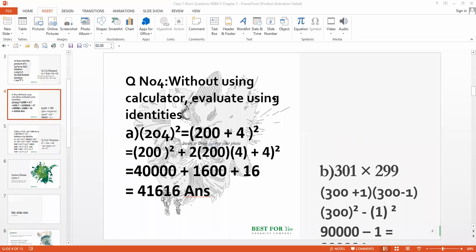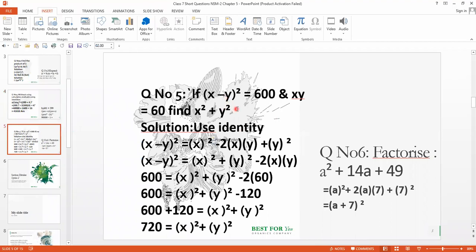Now I will come to the last slide. Question number 5. Look here, again this is the second identity. I think now all these identities are clear to you. X minus y whole square values are given and you have to use this identity. X minus y whole square is equal to x square minus 2xy plus y square. But here in the question they have written, you have to find the value of x square plus y square.